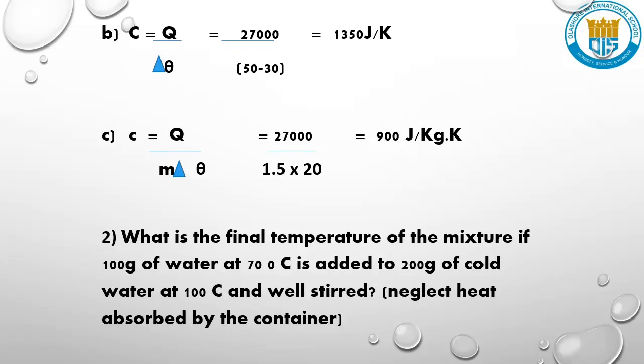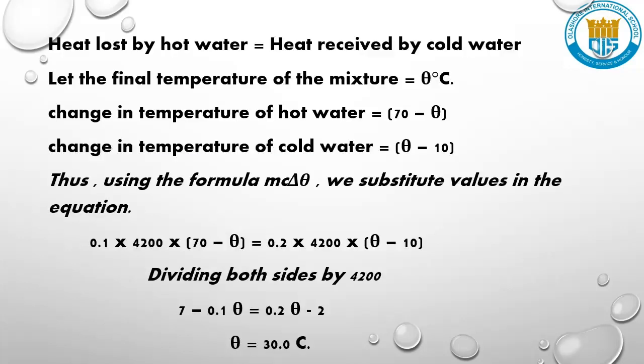Now, the temperature here that we have, initial temperature of water is 70.0 degrees Celsius. And then it was added to water at a temperature of 100 degrees Celsius. You are asked to calculate what the final temperature of the mixture is. The solution is right here on your slide. Go through it. It's the same method.